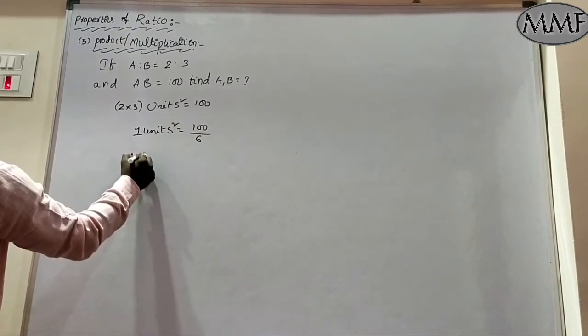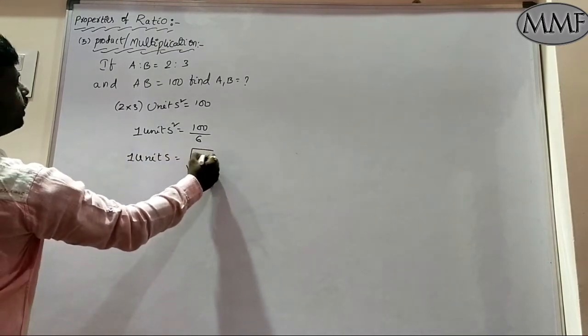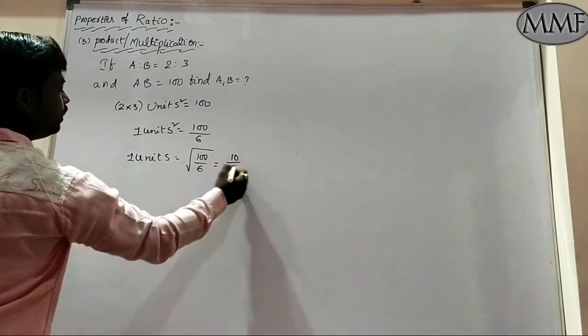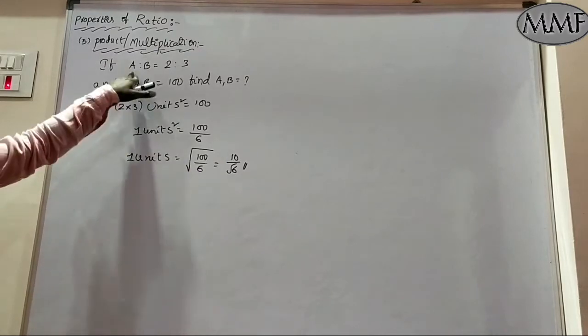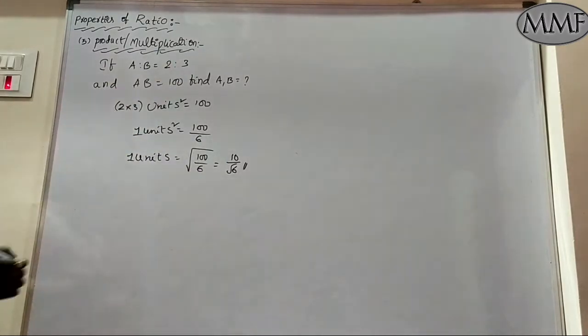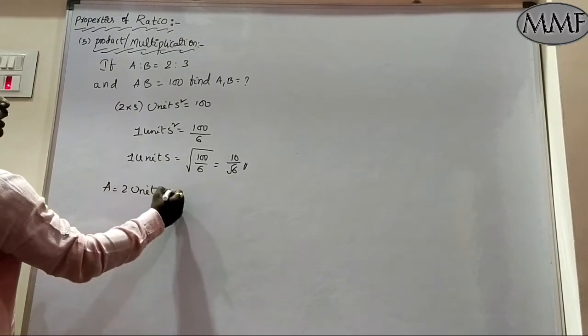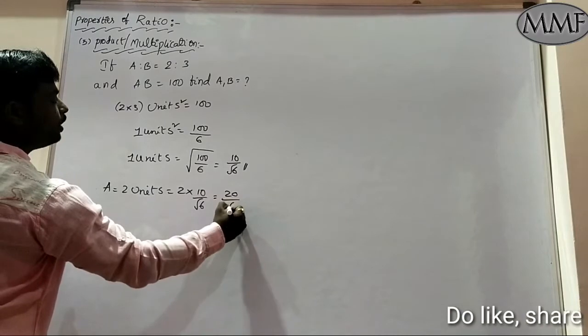So what about 1 unit? Is equal to root 100 by 6. Whatever we get. So root 100 divided by root 6. So like that we left out. If 1 unit you know, you can find 2 units and you can find 3 units. What about A value? A is 2 units. That implies 2 into 10 by root 6. Nothing but 20 by root 6.